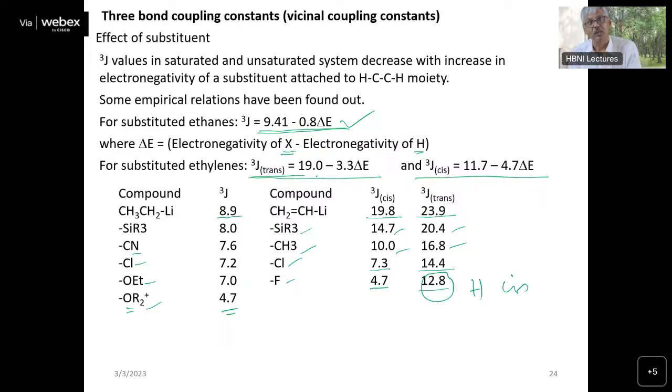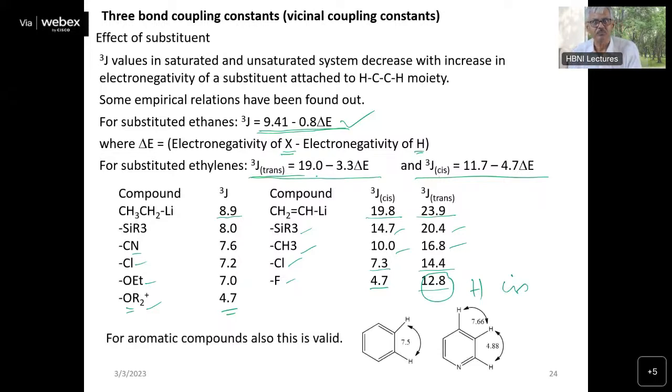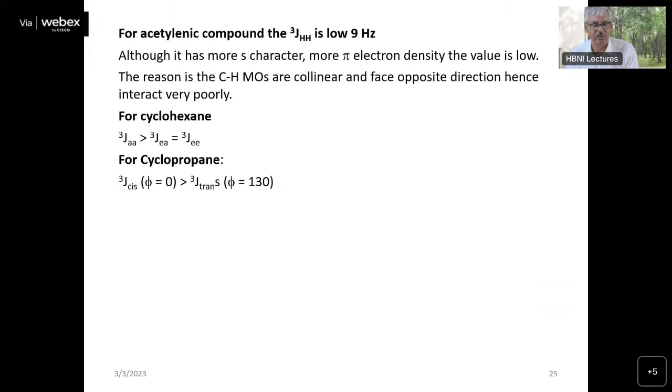The same thing is seen in the case of pyridine, where the nitrogen electronegativity effect is making a lot of difference. You can see the coupling constant between these two protons and these two protons. Whereas in benzene, the aromatic value is 7.5, in this case these two ortho protons have a coupling constant of 4.88, but these two protons, it is 7.63. It is nothing but the electronegativity effect of nitrogen. Okay, I'll just finish in 2 minutes.